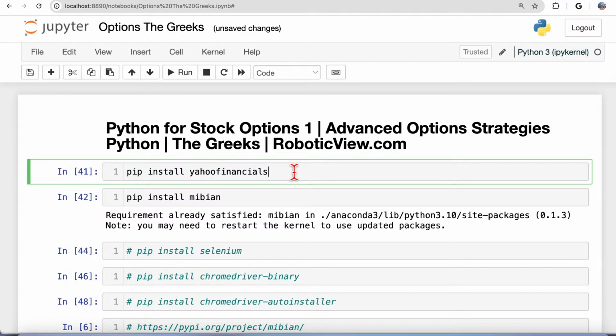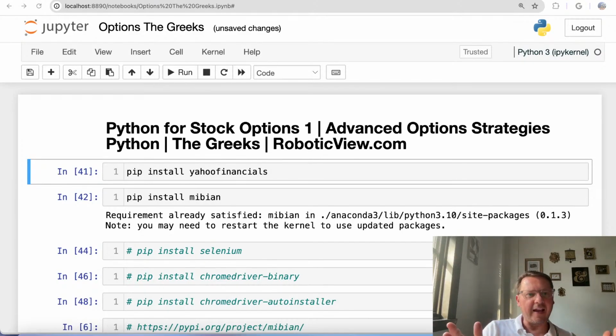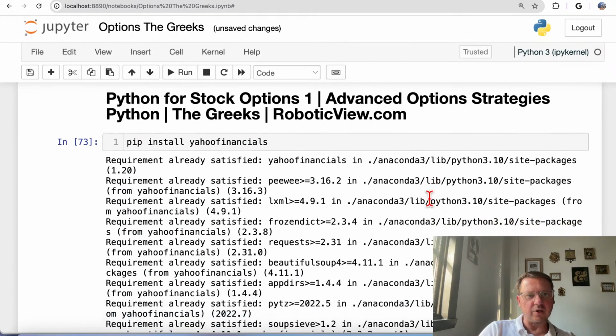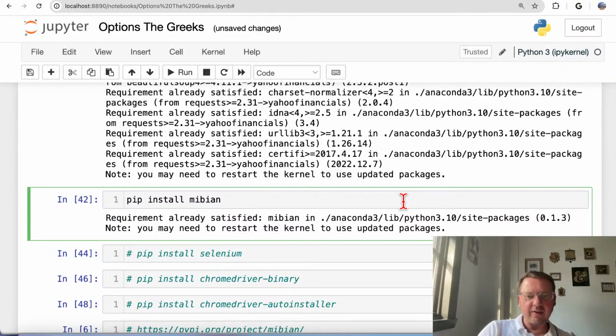So first things first, here I want to install yahoo financials. That's one of the libraries. I need this library to get the risk-free rate, because we'll need it for our price calculations. If you're following me, I'm just going to install it here, you see. Now it's been installed. Then there is a really cool library. This library we will be using to calculate fair option prices.